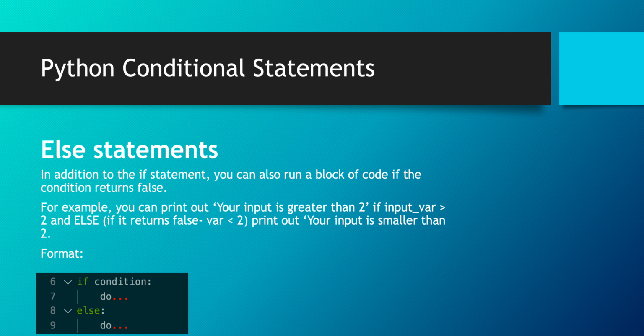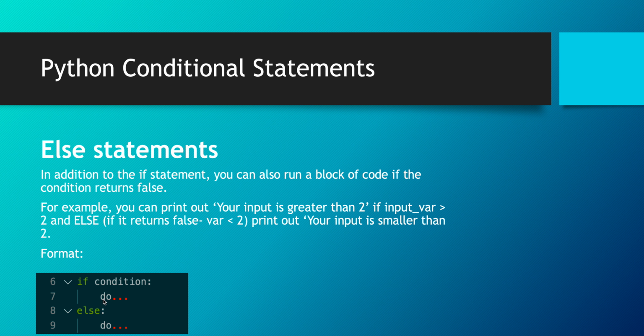You can just run something, like assign a variable. For example, you can print out input is greater than 2 if input var is greater than 2. So you can get the user input. If it's greater than 2, you can print out your input is greater than 2. And else, if it returns false, so the variable is smaller than 2, you can print out your input is smaller than 2. So this is the format.